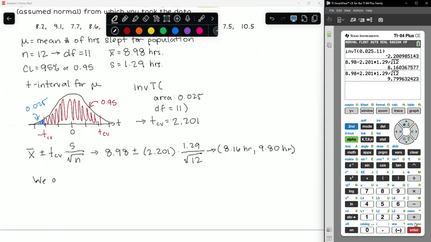So that tells us that we are 95% confident that the mean number of hours slept for the population is between those two values.